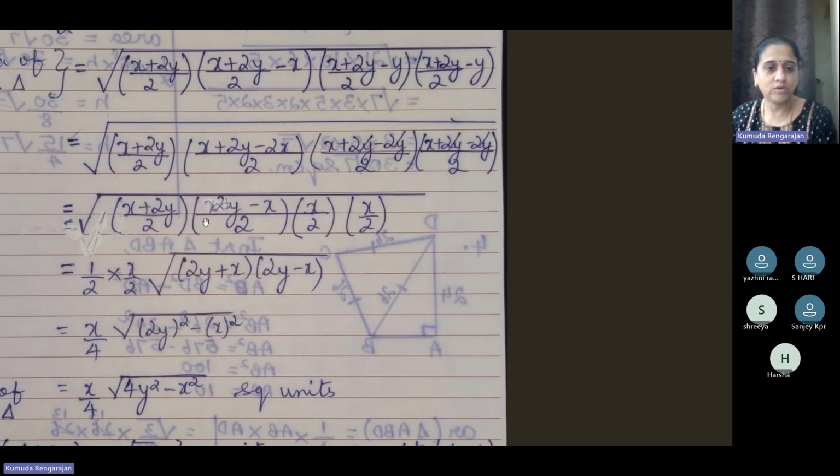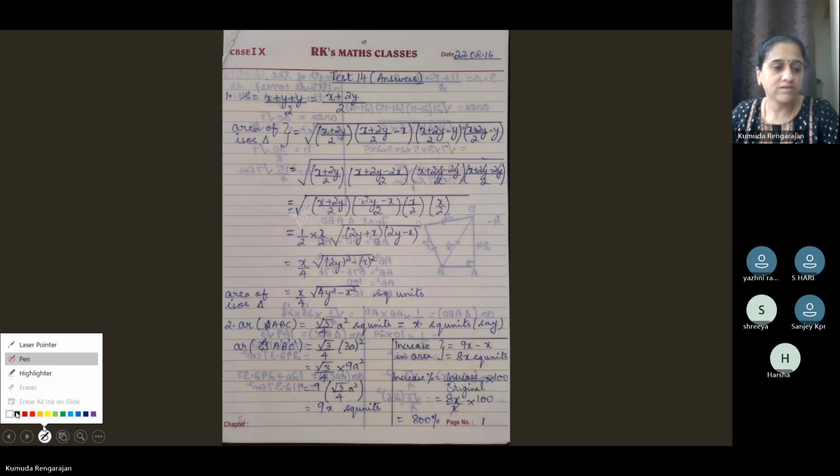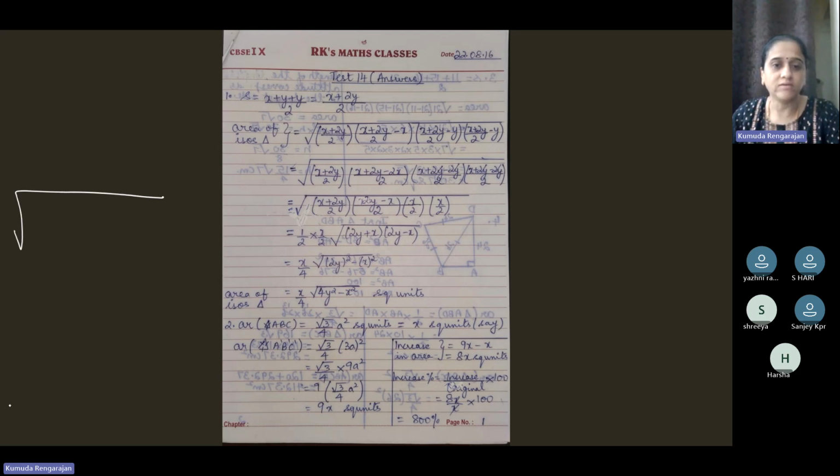You cannot do anything else. I'll just work this part alone. See, under the square root we have x plus 2y by 2 into 2y minus x by 2 into x by 2 into x by 2.